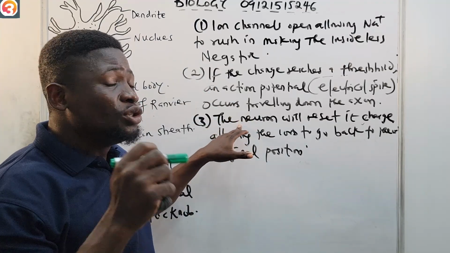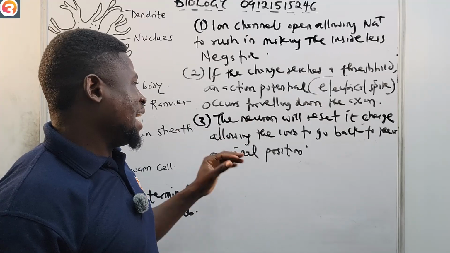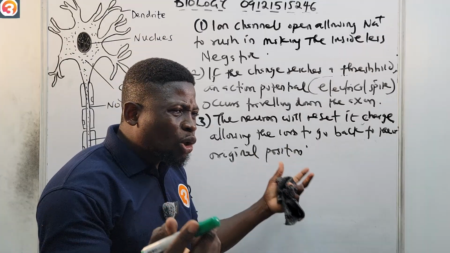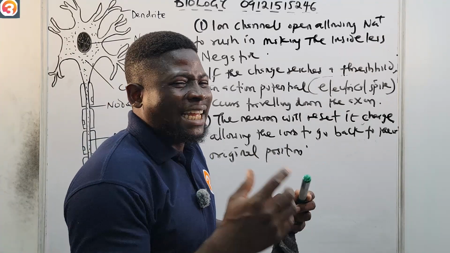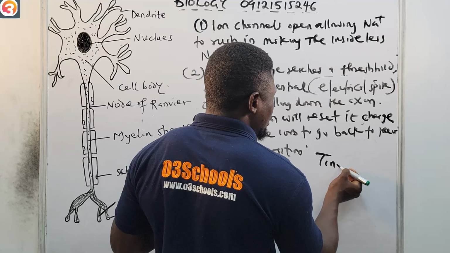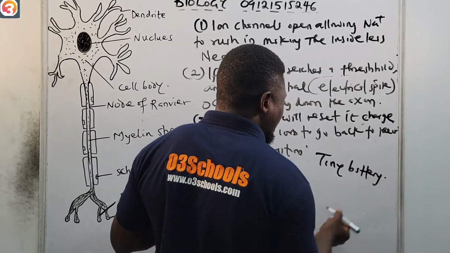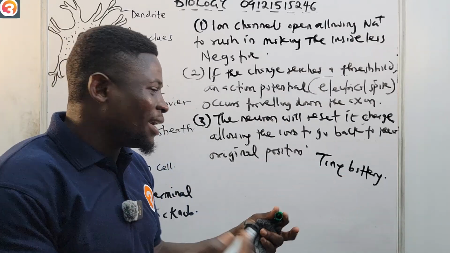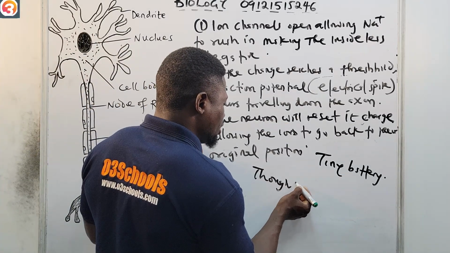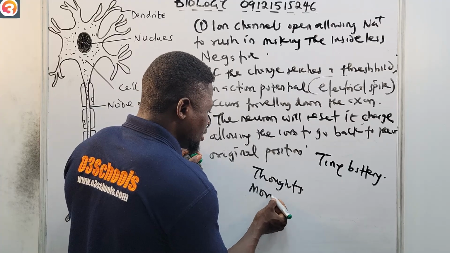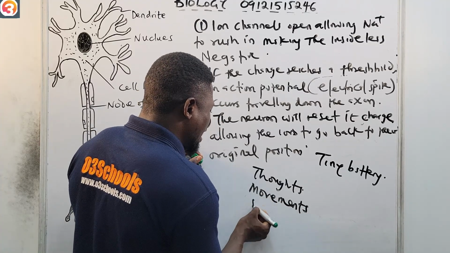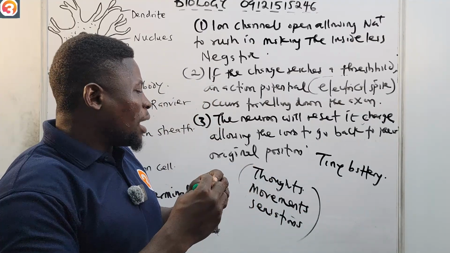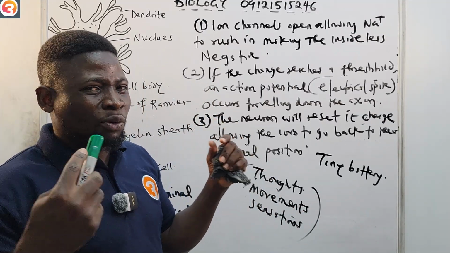Then number 3, the neuron will now reset its charge, allowing the ions to go back to their original position. So it's just like a tiny battery that powers your torchlight, or your flashlight. But in this case, instead of powering a flashlight, what is being powered is our thoughts. It powers our thoughts, our movements, and our sensations. So that's what the neuron is.